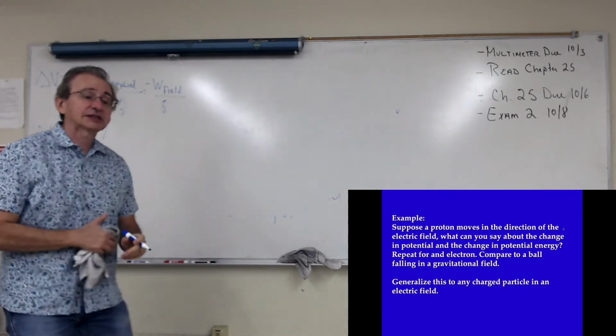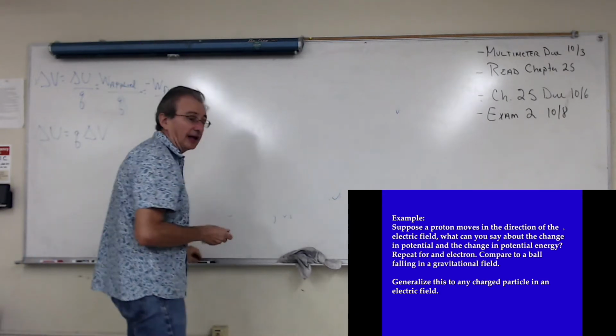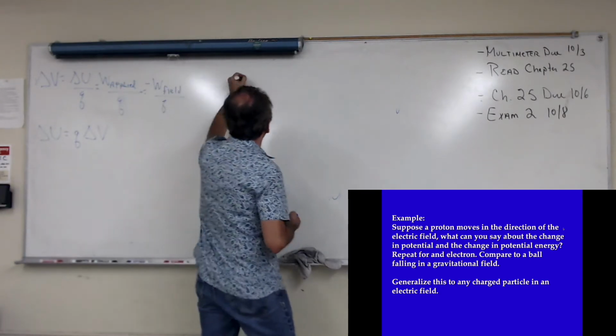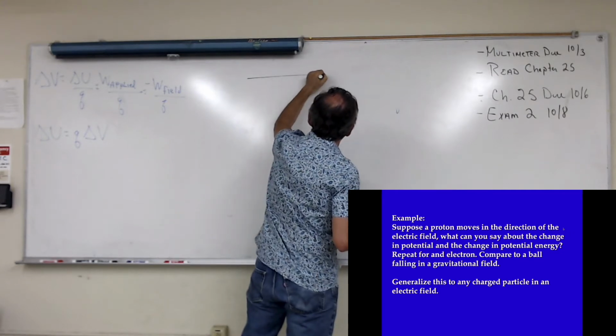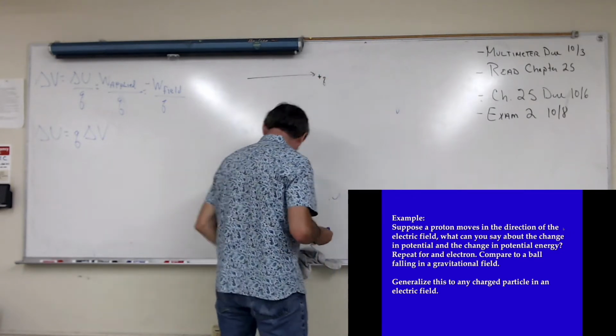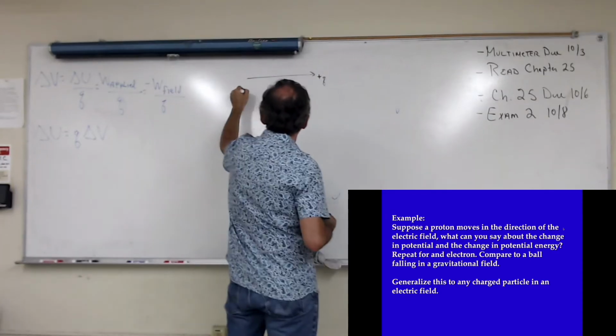Okay, so let's say we have a proton, and the proton's moving to the right. The electric field points to the right.